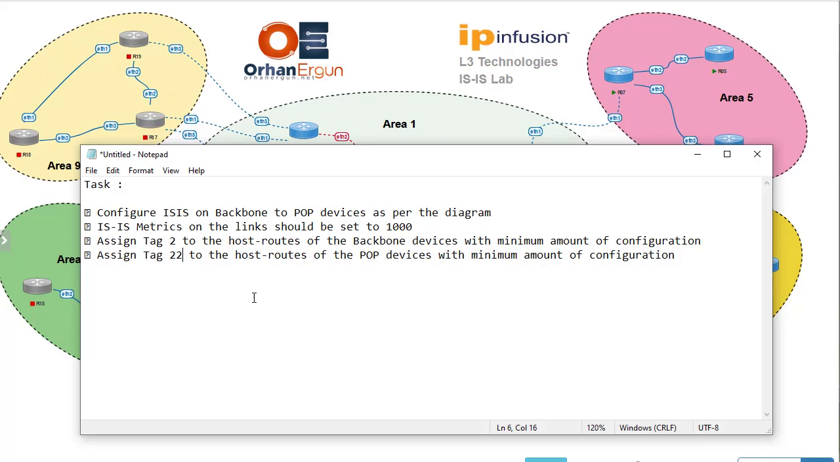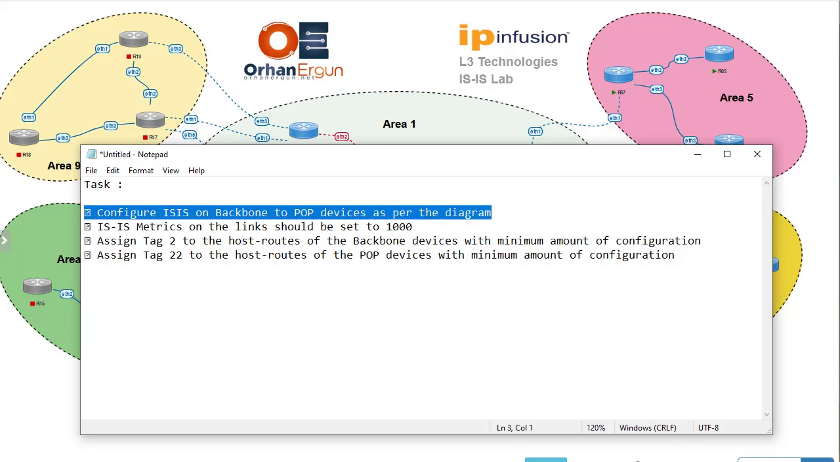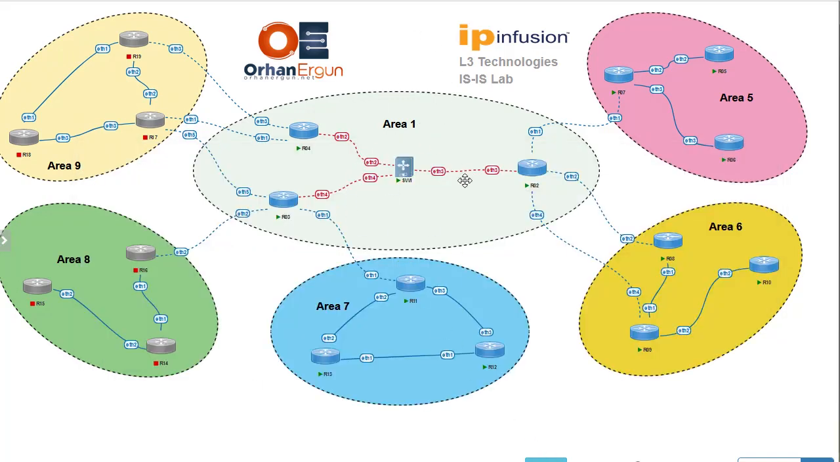Okay, let's start with this. What I'm trying to do first is to show you the configuration of that. So what I have here is a backbone area. You can have multiple backbone areas, but you should make sure that all of them are connected to each other. And then we have POPs. Each one of them is connected to one of these backbone routers.